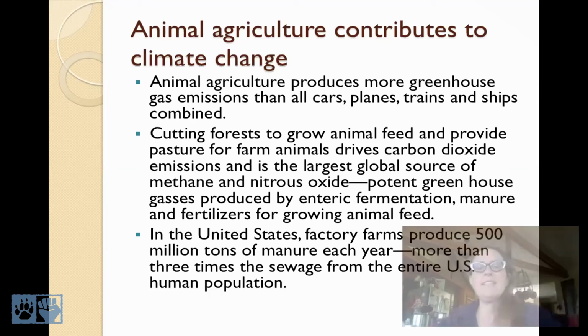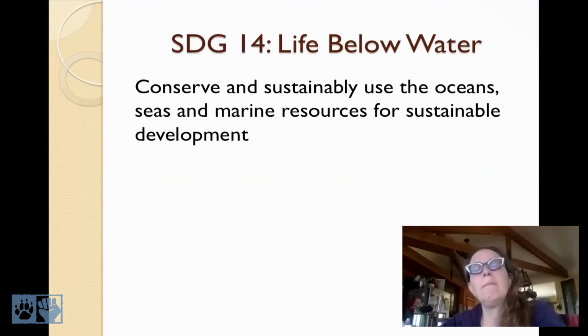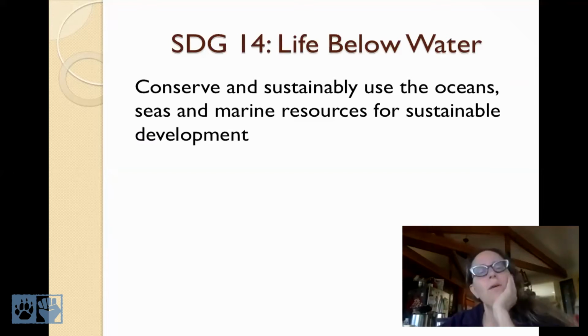And just as an example, in the United States, factory farms produce 500 million tons of manure each year, more than 3 times the sewage from the entire US human population. SDG 14, below water. So another area that many of us in our movement have worked on: conserve and sustainably use the oceans, seas, and marine resources for sustainable development. And already I'm sure you can see there are very many problematic words in the way that this SDG is formulated, such as the use of the word "use," which is something that I think we need to question.